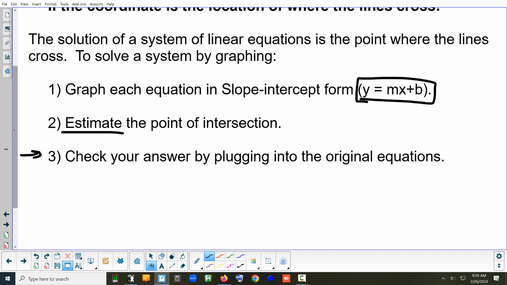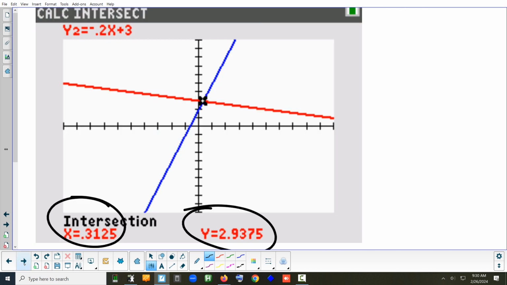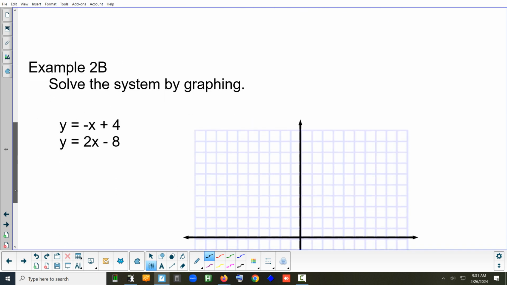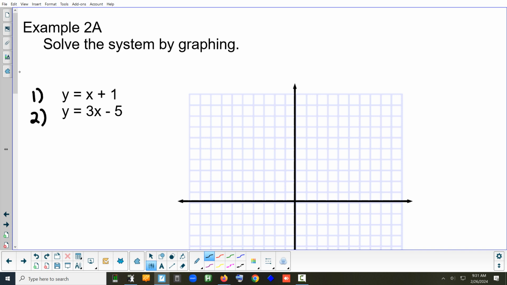All right. So let's try example 2a. It says solve the system by graphing. We want the equations to be in y equals mx plus b. Is equation 1 in y equals mx plus b? Yes, it is. Perfect. Is equation 2 in y equals mx plus b? Yep, perfect. So both of those are as good as they can be to graph. They're ready to graph. In example 2b, I guess they're also in y equals mx plus b.